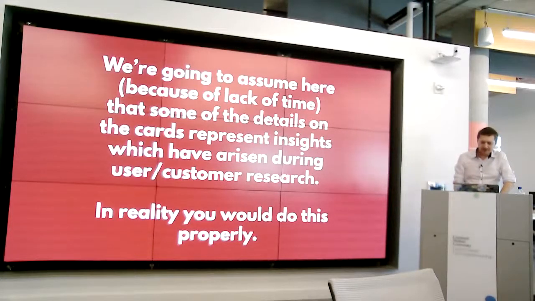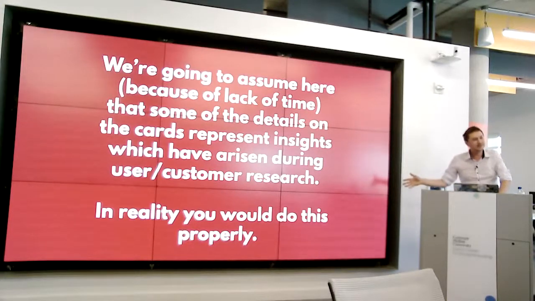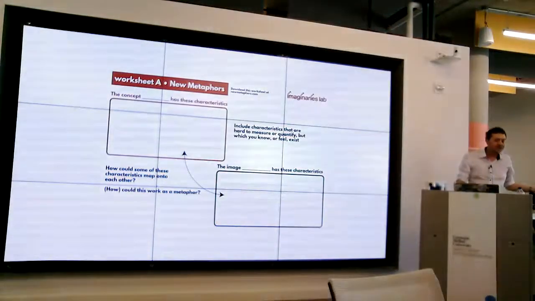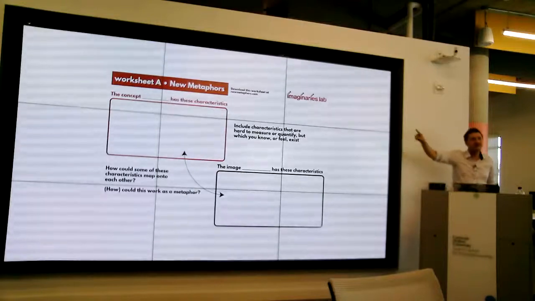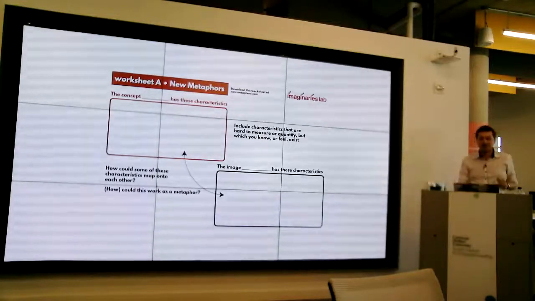I've mentioned that. So we're going to assume they're insights that have arisen during customer research. In reality, you would do this properly, just for time. You can use the worksheet if it makes sense. All these really are listing characteristics that the different things have and seeing which things map very well.